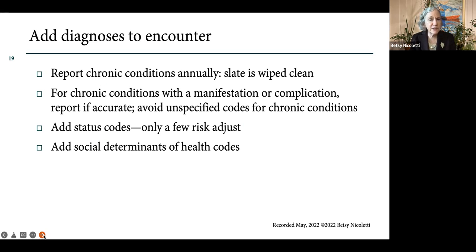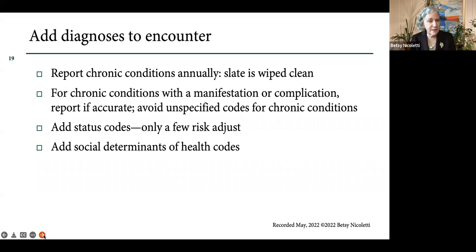For chronic conditions with a manifestation or complication, report if they're accurate, of course, and avoid unspecified codes for chronic conditions with spasm, with ulcer, with whatever. If there is a manifestation or complication, use that code. Only a few status codes risk adjust. So sometimes we coders, we never saw a Z code we did not like, but only a few of them risk adjust.